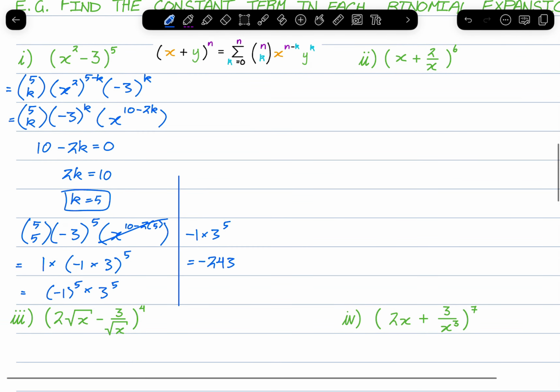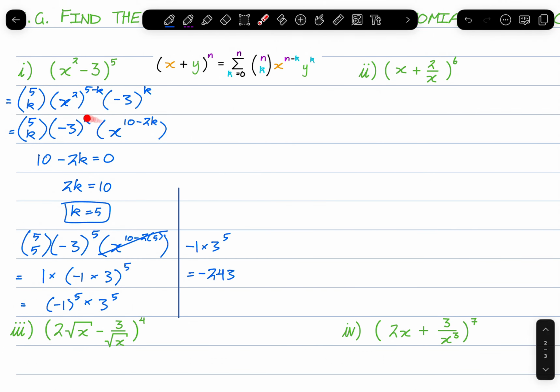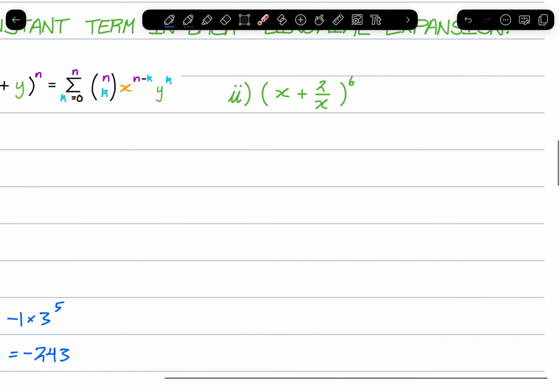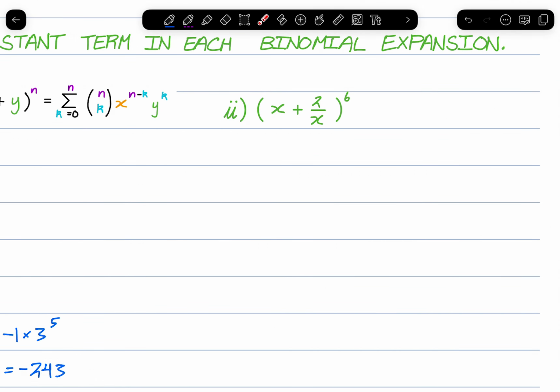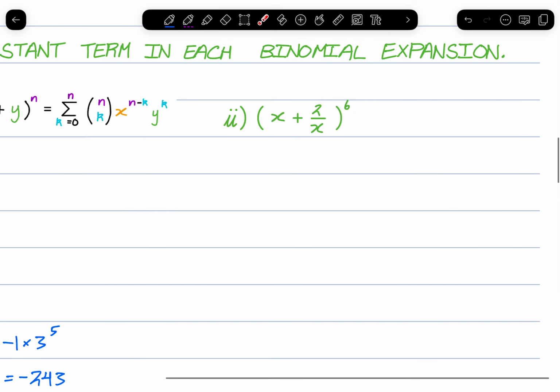All right, so let's move on to the next example. I hope you can see this generalization of the form, and then letting this equal 0 will give us the constant term. All right, so let's do this again for our second problem. Now, before we expand this, I'm going to change this into completely index form. So I'm going to write this as x plus 2 times x to the power of negative 1, all to the power of 6.